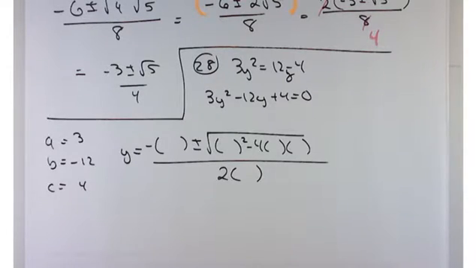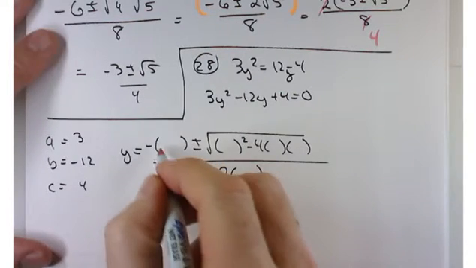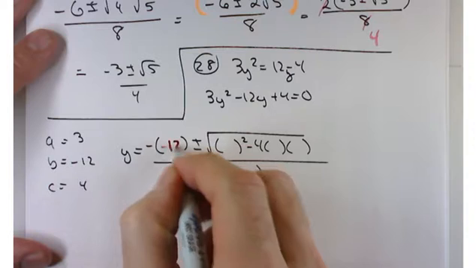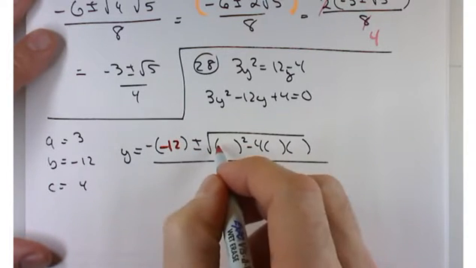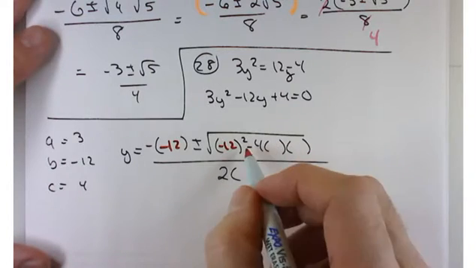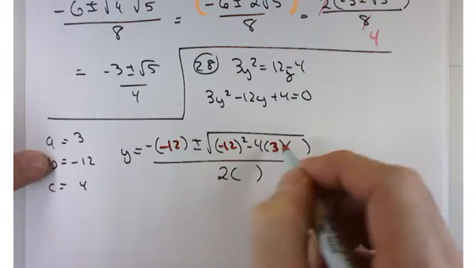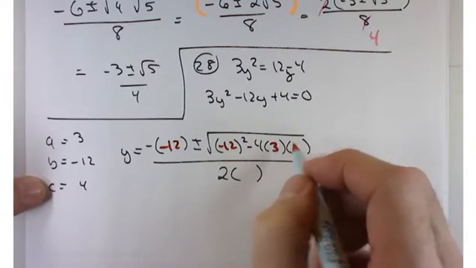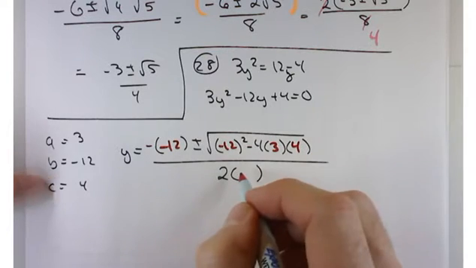Carefully plug all these things into your formula. Negative of negative 12 plus or minus the square root of negative 12 squared minus 4 times a, which is 3, times c, which is 4, over 2 times a.